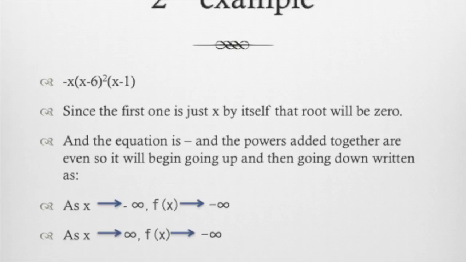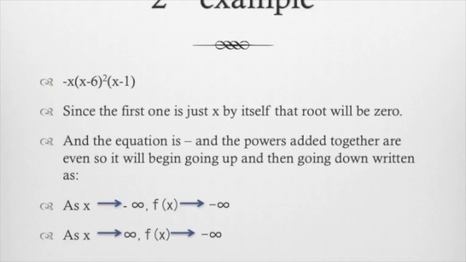Okay, now on to example 2. Now this one adds something a little bit new to it. So the second example will be negative x (x minus 6) to the power of 2 (x minus 1).